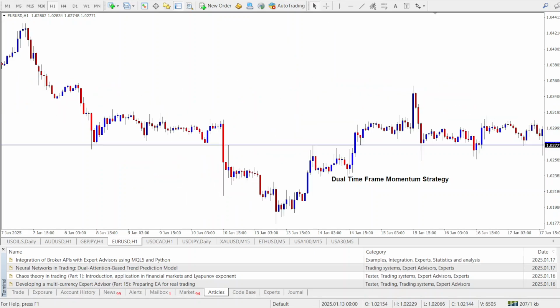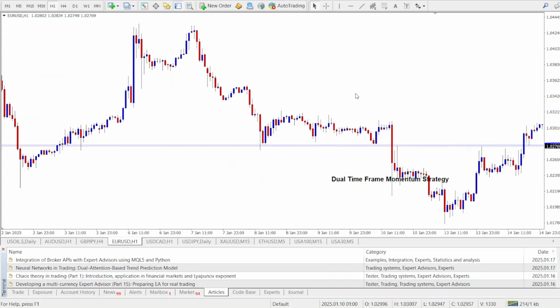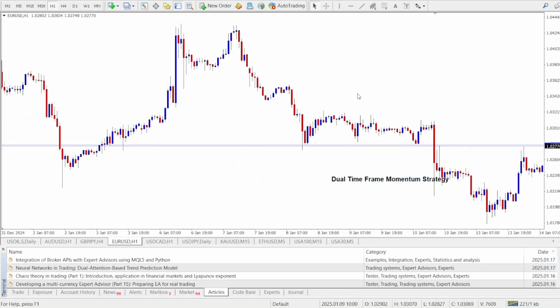The idea behind the dual time frame momentum strategy is to leverage two different time frames in your trading analysis. One identifies the overall momentum and the other pinpoints the best entry and exit points. This dual approach helps you avoid entering trades against the market trend and boosts your chances of catching high probability setups. It's quite simple and powerful at the same time.